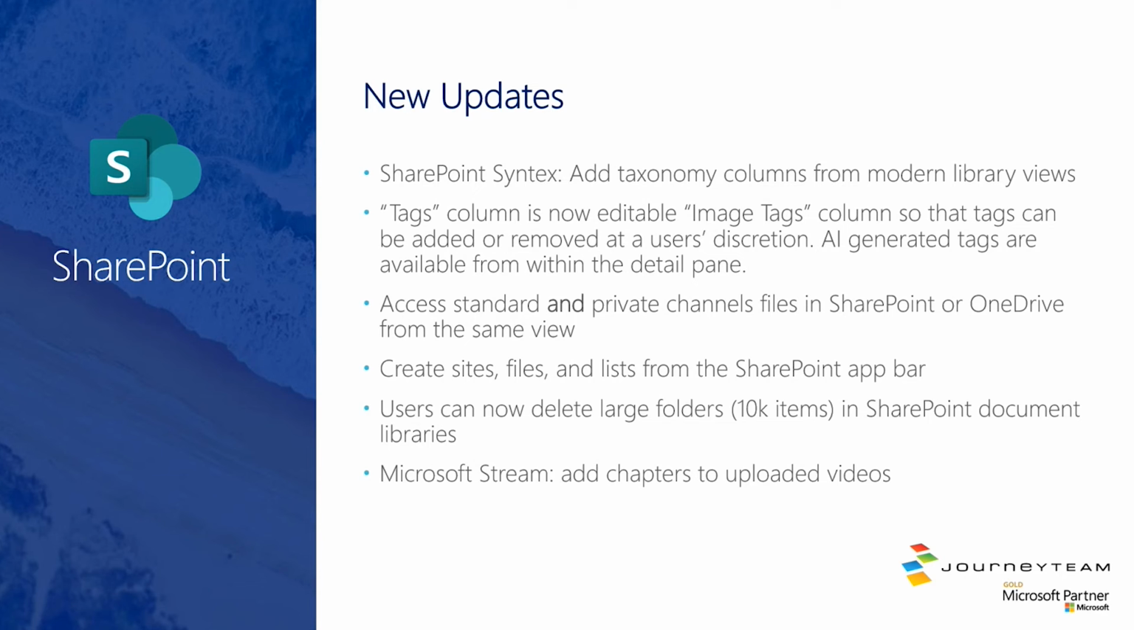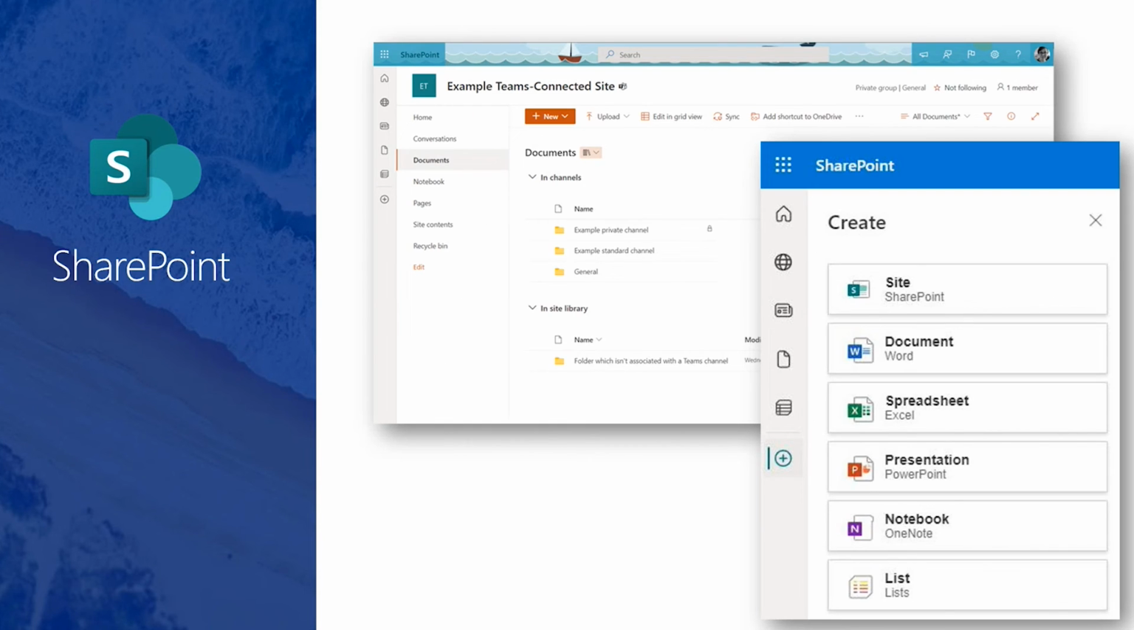And so this next slide just shows a couple of screenshots. This first one is, again, just navigating between your different libraries and your teams. And this is the global app bar, or the SharePoint app bar, excuse me, where you can now create sites, files, and lists from that global nav. If you haven't already done so, I would highly utilize the SharePoint app bar. That way you can leverage SharePoint as much as you can.